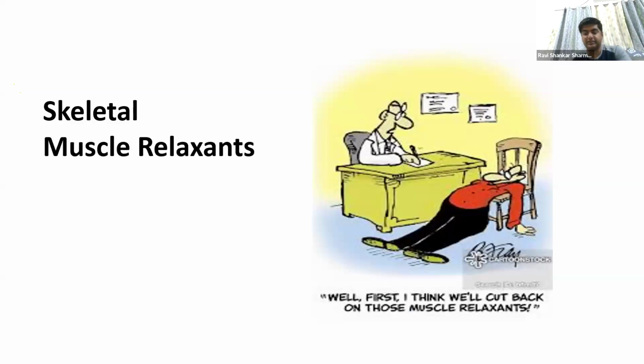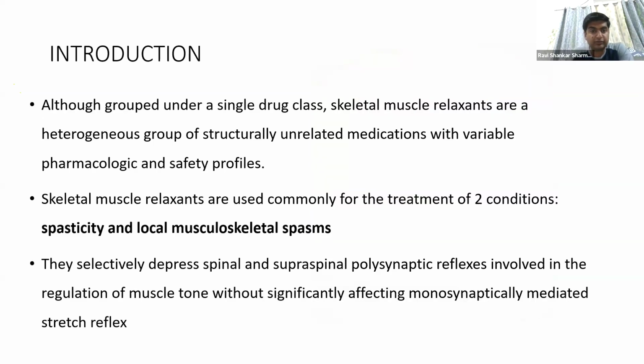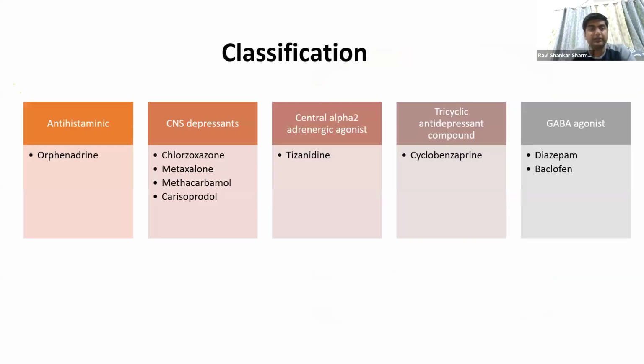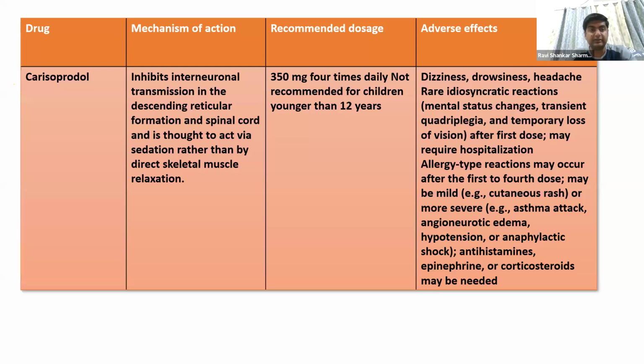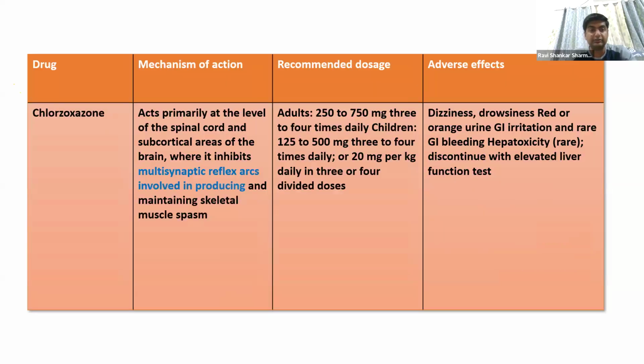Skeletal muscle relaxants. It was not included, but I just want to show you the list. One class is antihistaminics, that is orphenadrine, and the CNS depressant, that is carisoprodol. It is included in CNS depressants. Then alpha-2 adrenergic agonist, that is tizanidine, and the TCA is cyclobenzaprine, and then there are GABA agonists, that is baclofen. Okay. So this is antihistaminic, CNS depressant, carisoprodol, chlorzoxazone. Okay, just need to remember about chlorzoxazone. It inhibits the multisynaptic pathways.